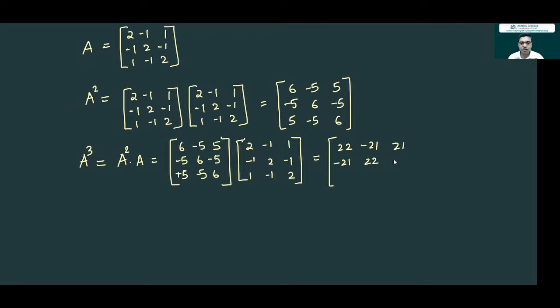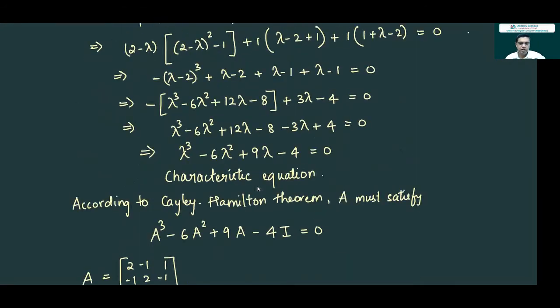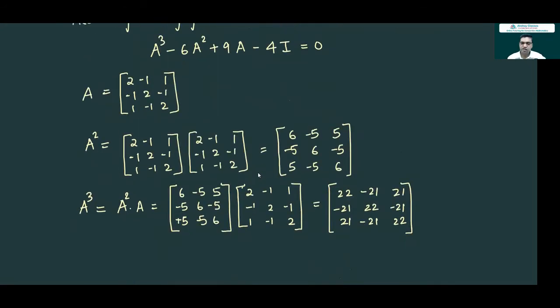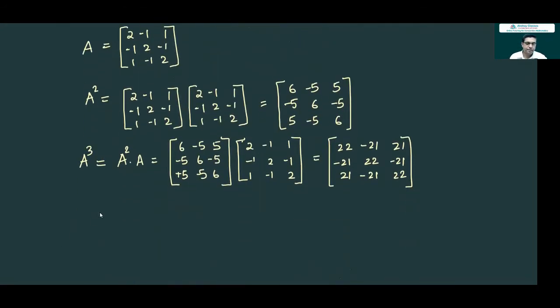Again, you can deduce here: you will get minus 21, minus 5, minus 6, minus 10, minus 21. Here you get 21, minus 21, 22. So this is A cube. Now we need to check. What we need to check? We will check the left-hand side.